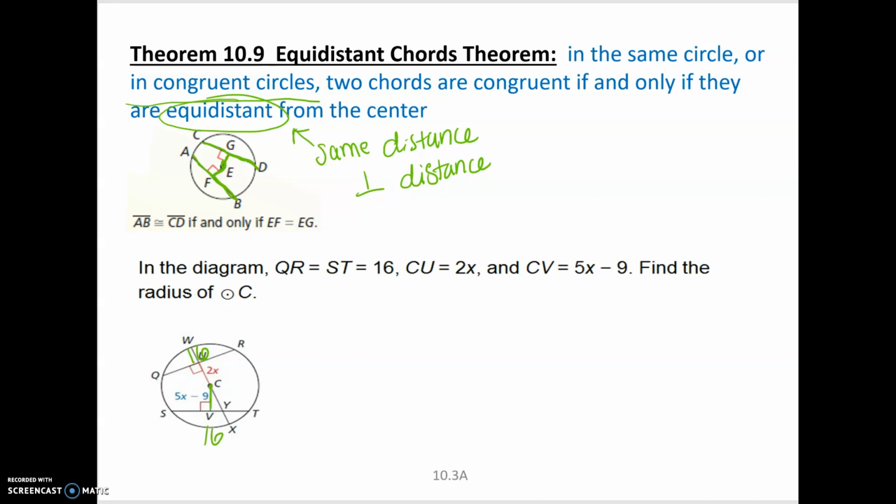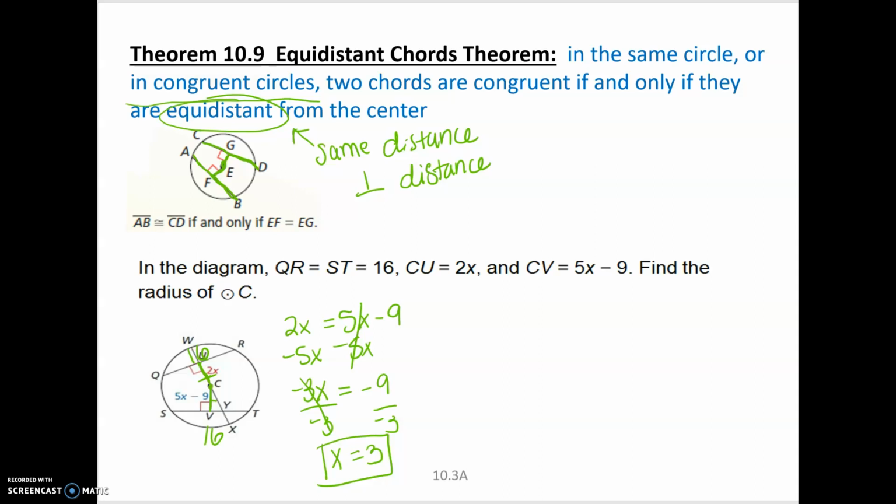Okay, so what I'm going to do first is figure out what x is. I know that these two pieces are congruent, so 2x equals 5x minus 9. I'm going to subtract my 5x over, and I get negative 3x equals negative 9, and I'm going to divide that by a negative 3. So I know that x equals 3. Okay, the hard part is that's not what the question was asking for. The question wants me to figure out what the radius of C is.